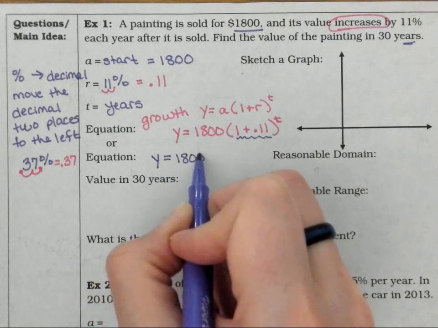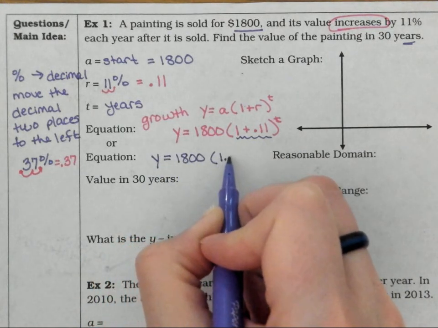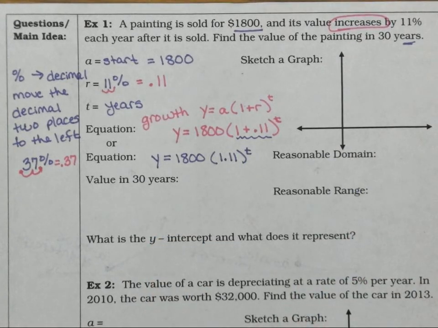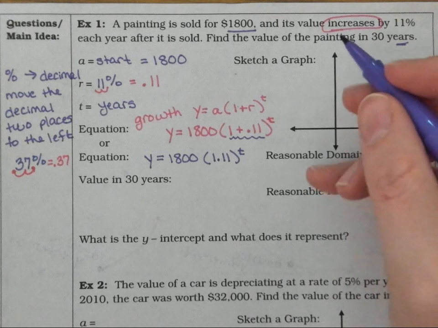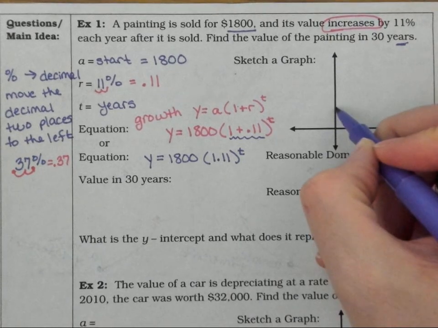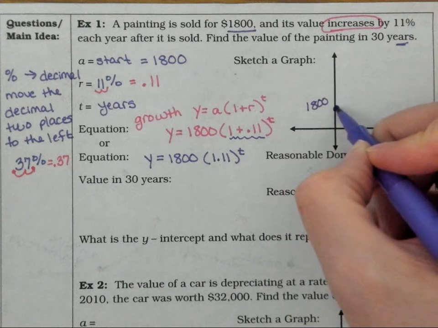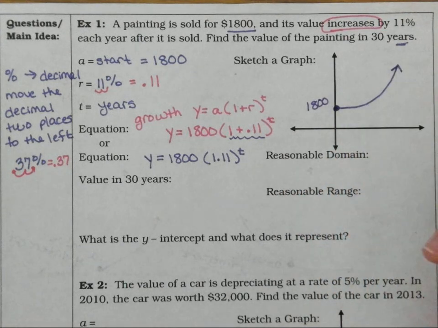That will help me write my actual equation, because this is how you will see it. Y equals 1,800 times 1.11 to the power of t. And if I had just typed that in the calculator, that's what it would give me. So on this one, I just want to sketch my graph. I know that my graph is growing, it's increasing, and it's going to start at 1800. And then it's going to go up.